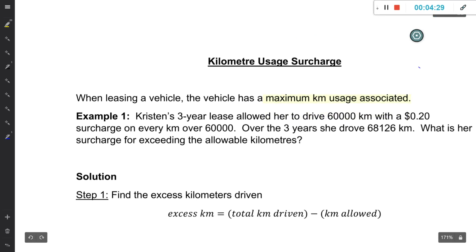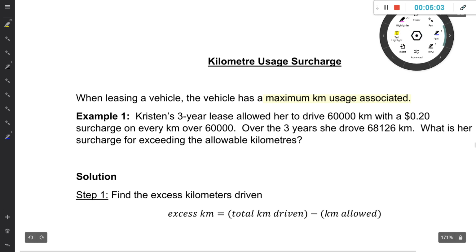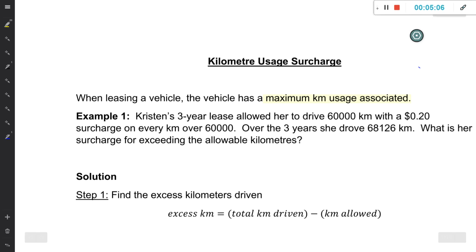All right, kilometer usage surcharge. So one of the downsides, as we talked about, for leasing a vehicle is that you can't just use unlimited kilometers. They give you an amount of kilometers that you can use. Usually it's within a reasonable range, but depending on how much you use your car, it might not be for you. So if you exceed the kilometers, you need to pay them for each kilometer that you go over, which quickly starts to add up, okay?